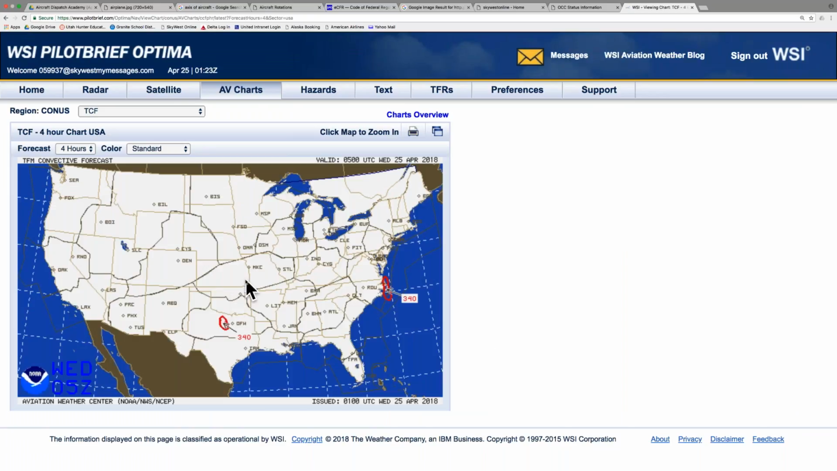Another thing that we use are these TCF alerts. These TCFs are where we're expecting really severe weather to occur, more than just a convective SIGMET. If we see these, we will route planes around them because of the amount of severe weather that's usually contained in that area. So that's what these TCFs are for.